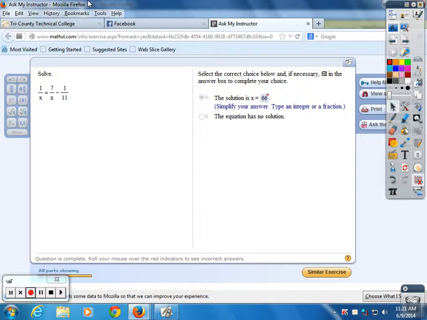Go ahead and write the problem down, and we're going to compare it to an Algebra 1 problem that you've done in the past. Same concept. Multiply through by the common denominator.